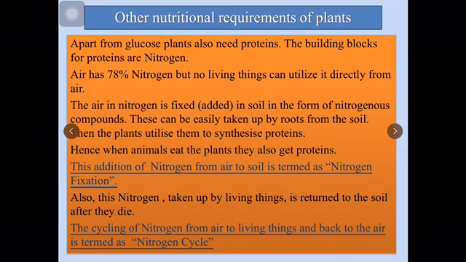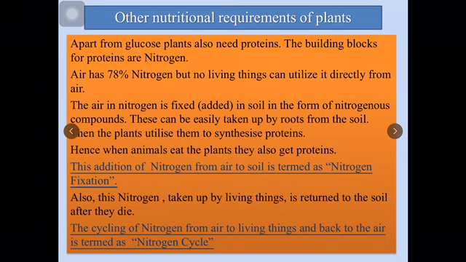but the rest of the plants, they are getting the nitrogen from the air. But whether it is a plant or an animal, nobody can utilize the nitrogen in the air. So air has 78% nitrogen, but no living thing can utilize it directly from the air. The nitrogen in the air is fixed or added in the soil. There are very few types of bacteria. Bacteria are very small living organisms which can be seen only with the help of microscopes, and even then they look very small. So there are some bacteria in the soil.